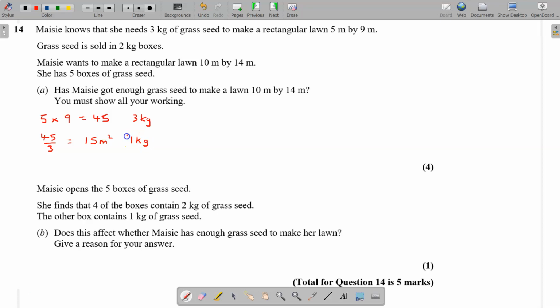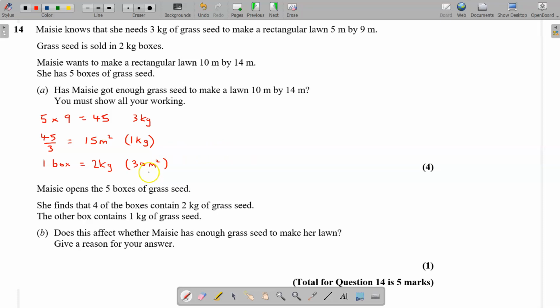Okay, so I know that for every kilogram of seed I've got 15 meters squared, and 1 box is 30 meters squared. Okay, 1 box, because 1 box equals 2 kilograms. And I can put in there 30 meters squared. So there's all these sorts of things I can draw from the information given.